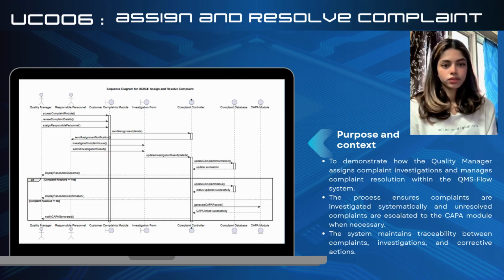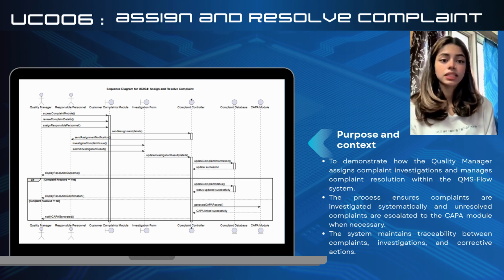Next is UC006, which is assign and resolve complaint. The purpose of this use case is to manage the complaint investigation and resolution process within the QMS flow system. It ensures that complaints are investigated properly and unresolved issues are escalated to the CPA module when necessary.